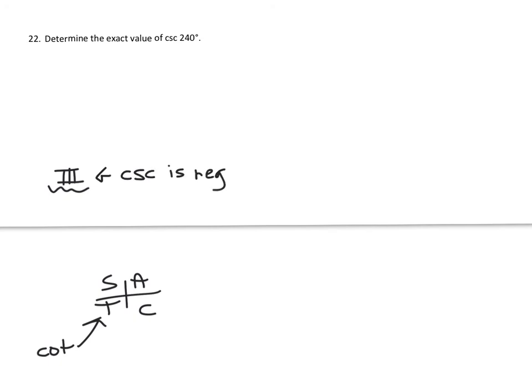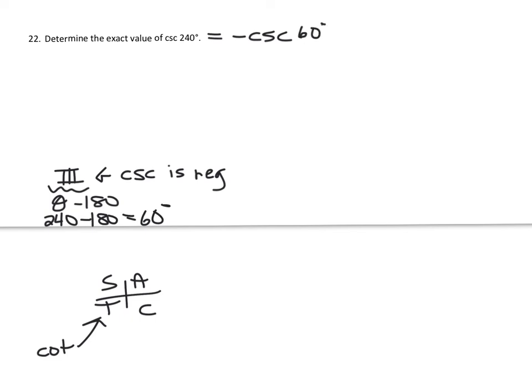So what I'm going to do is rewrite this as negative cosecant. Now we have to find the reference angle that goes along with it. Since we're in the third quadrant, our reference angle rule is theta minus 180. Since our angle is 240, this is what we plug in for theta. So we'll have 240 minus 180, which is equal to 60 degrees. So that's what I'm going to put up here.